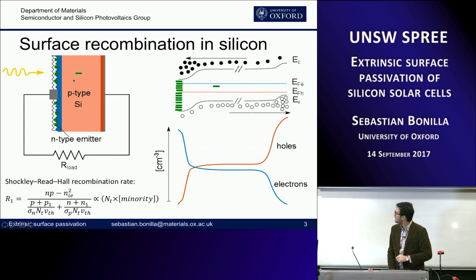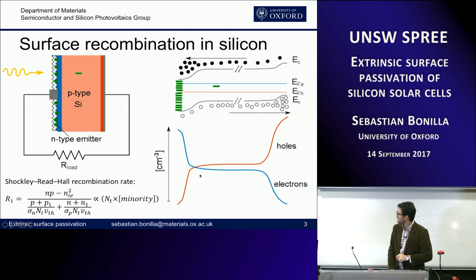So here we have a typical solar cell. We have an injection of carriers. We have our quasi-Fermi levels. Here's an energy diagram. We have a concentration of electrons, a concentration of holes, and then we have some defects in the band gap, some bulk defects and some surface defects, right?